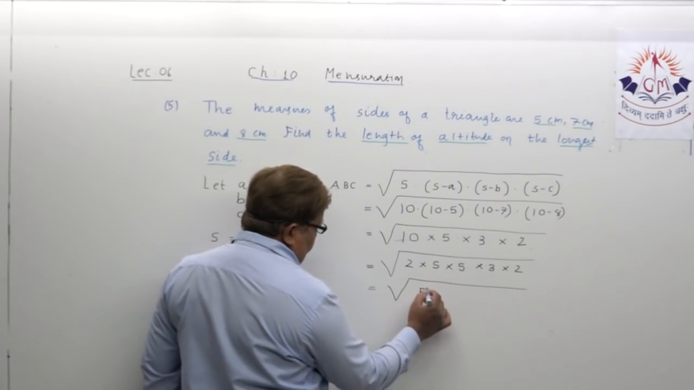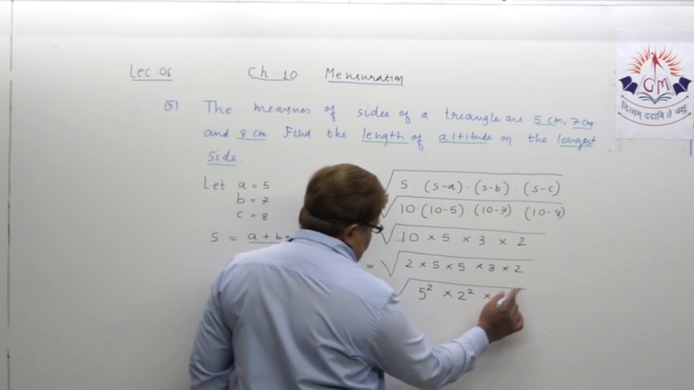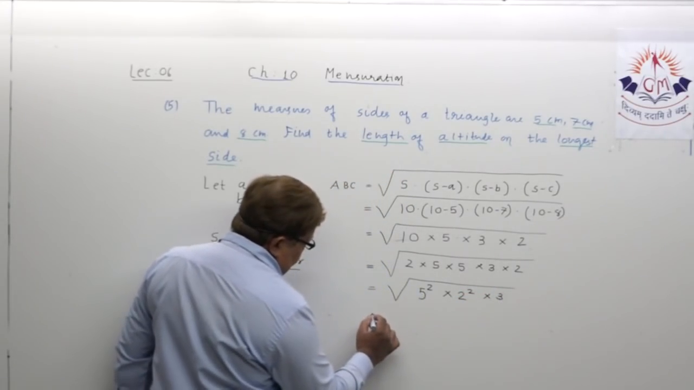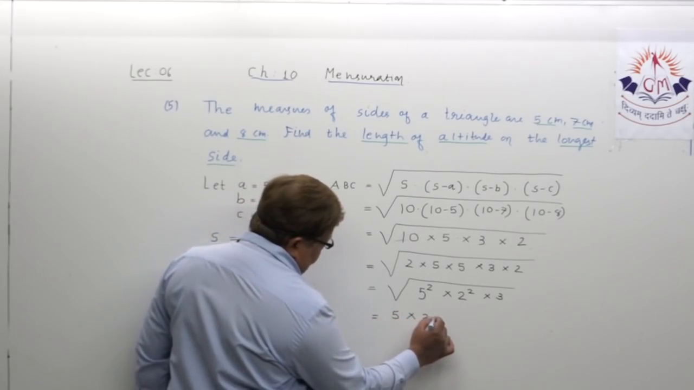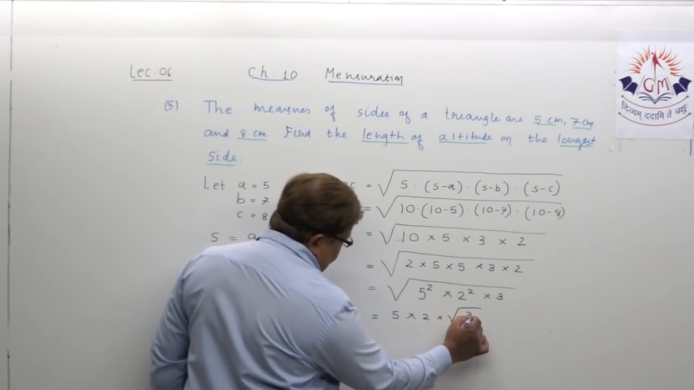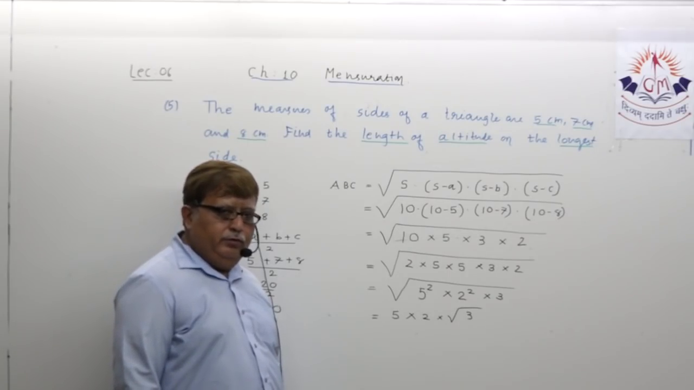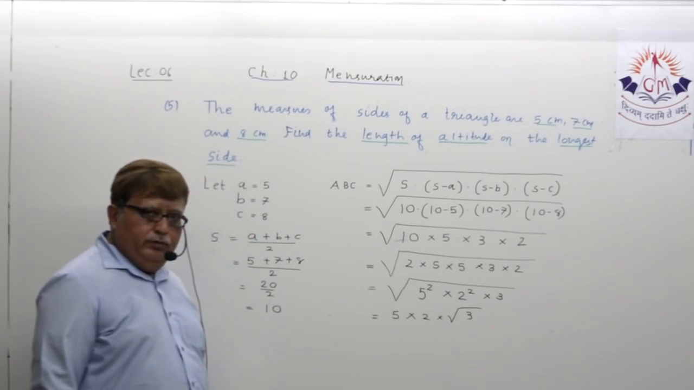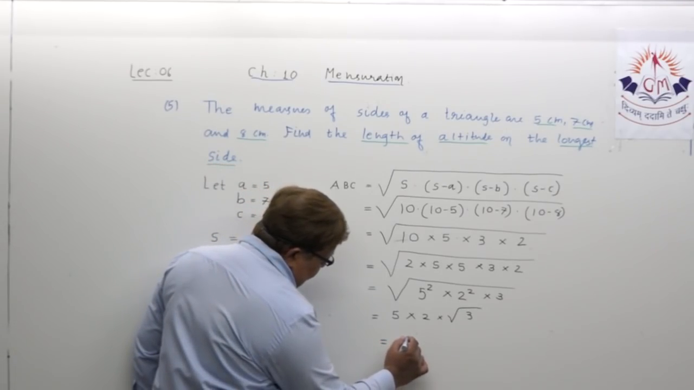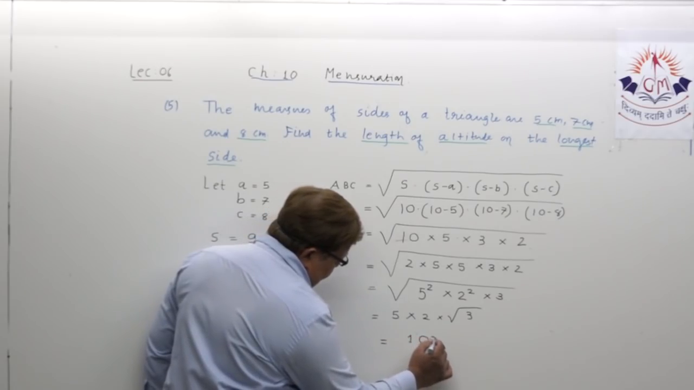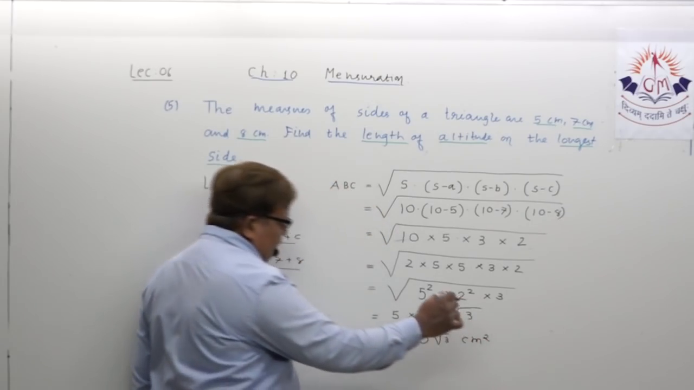Only one pair of 5, one pair of 2, and 3 without a pair. Let us take out the square root: 5 into 2, as in the previous sum we have done. Because the pair of 3 is not possible, you have to write it this way. Okay. So our final answer is 10 under root 3 square centimeter.